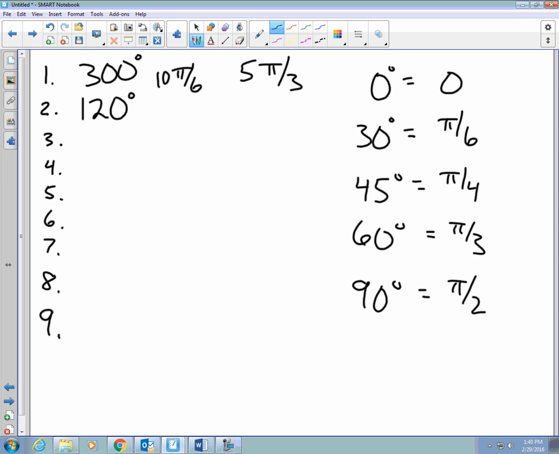120. And you should have pi over 3. It goes in twice. Here's another one. Ready? 150. And stop. You should grab 30. It would be 5 pi over 6.